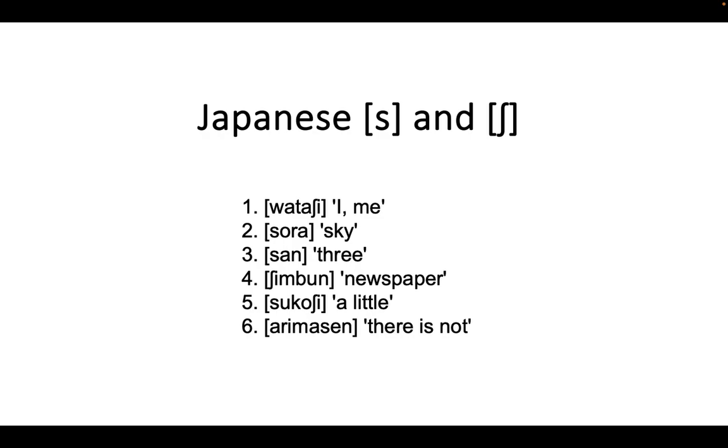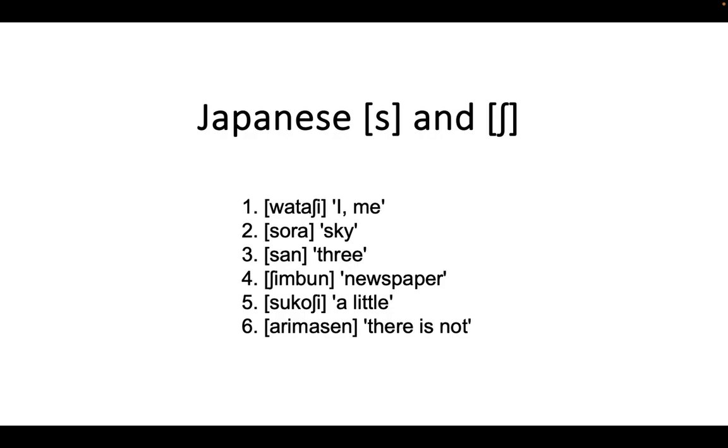Hi, Ling 101. In this video, I'm going to show you how to do phonological analysis using an example from Japanese. So our goal here is going to be to look at the sounds s and sh and figure out if those are two different phonemes in Japanese or if they are allophones of the same phoneme, and if so, what is the rule determining their distribution.